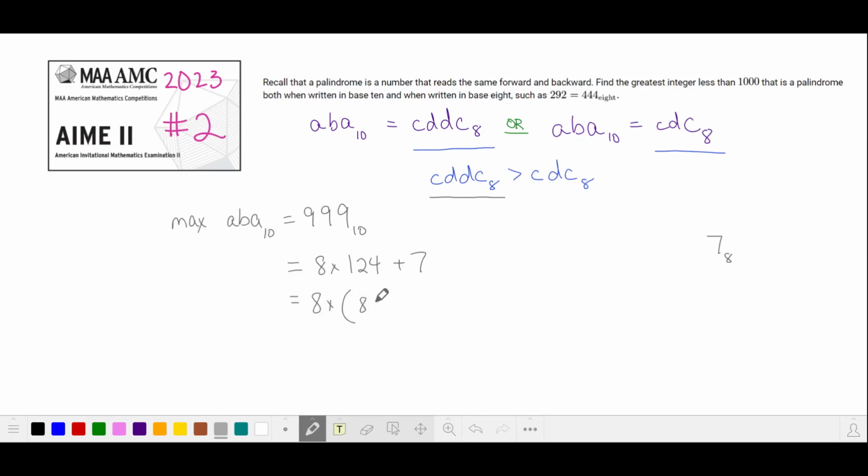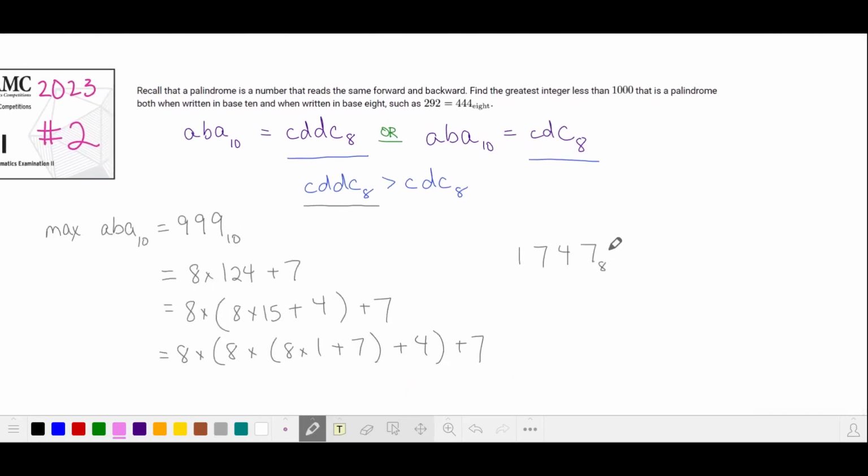124 is 8 times 15 with a remainder of 4. 4 is the remainder when we divide by 64, so it comes in next. We'll divide 15 by 8 again, and our remainder is 7. So 7 is our next digit. That's the remainder when we divide by 8 cubed. And then our coefficient of 8 cubed is 1, so that goes in our leftmost digit.